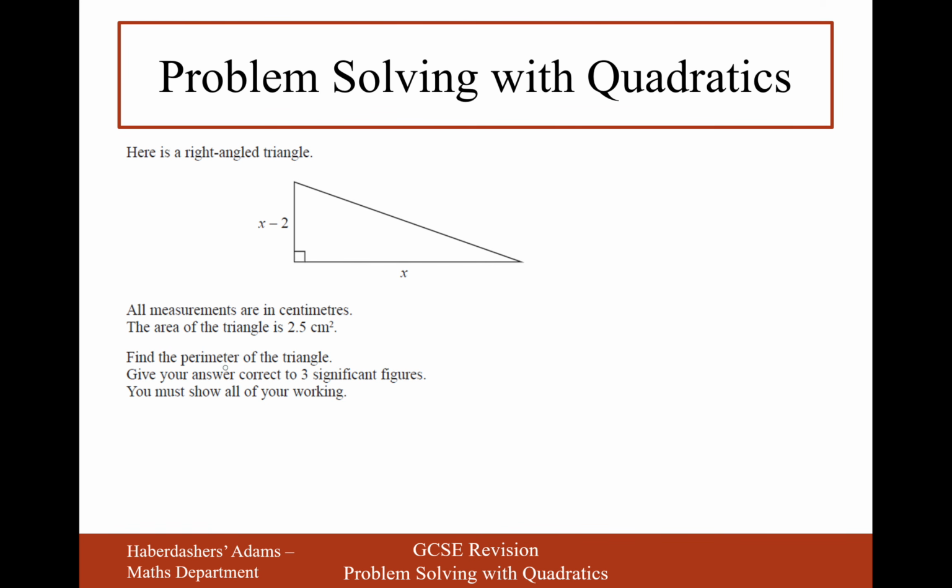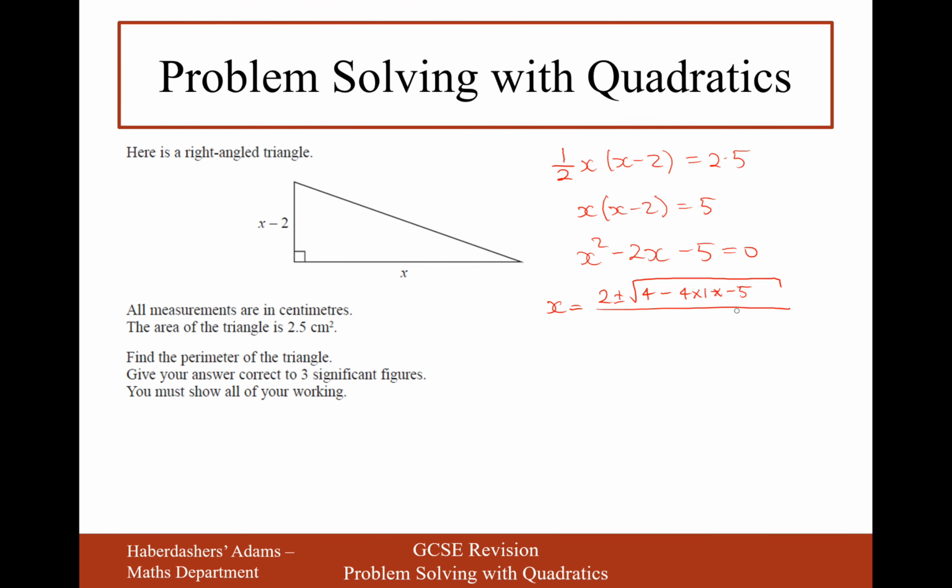Okay, so find the perimeter of the triangle and we know the area. So the area is going to be half base times height, so that's half x times x minus 2 equals 2.5. Times the half onto the other side, so it's going to be x times x minus 2 equals 5. Open up the brackets, x squared minus 2x, and then take away the 5 onto the other side. Now we need to use the quadratic formula on this, so it's going to be x equals 2 plus or minus the square root of 4 minus 4 times 1 times minus 5 all over 2a.